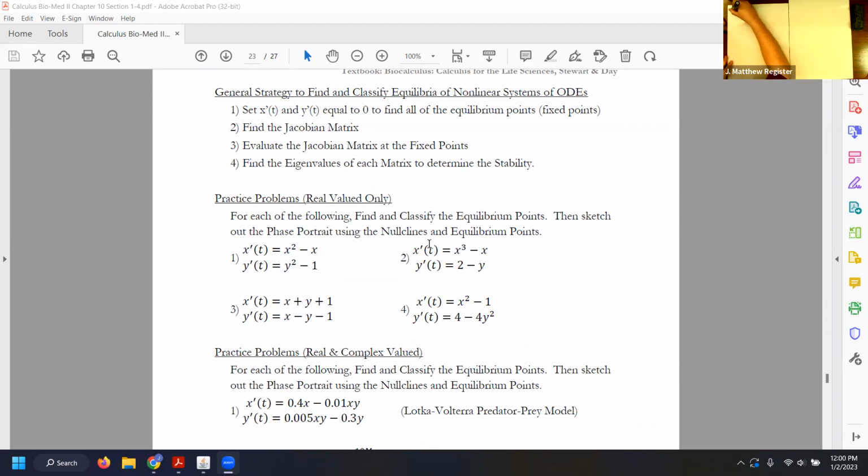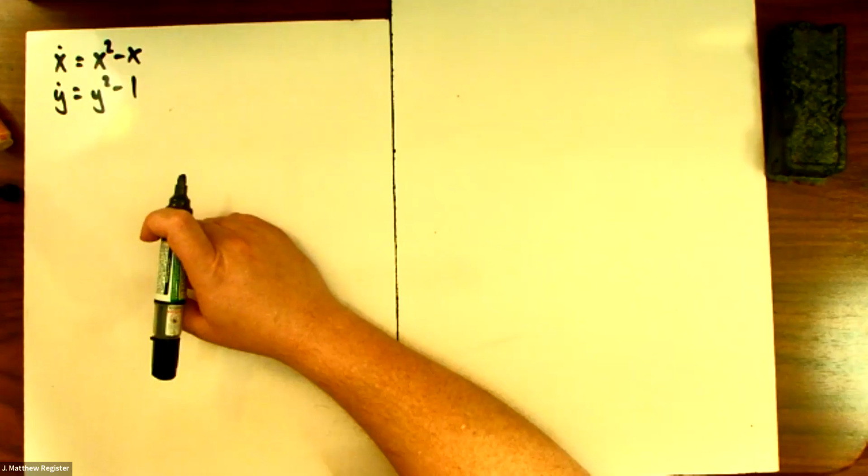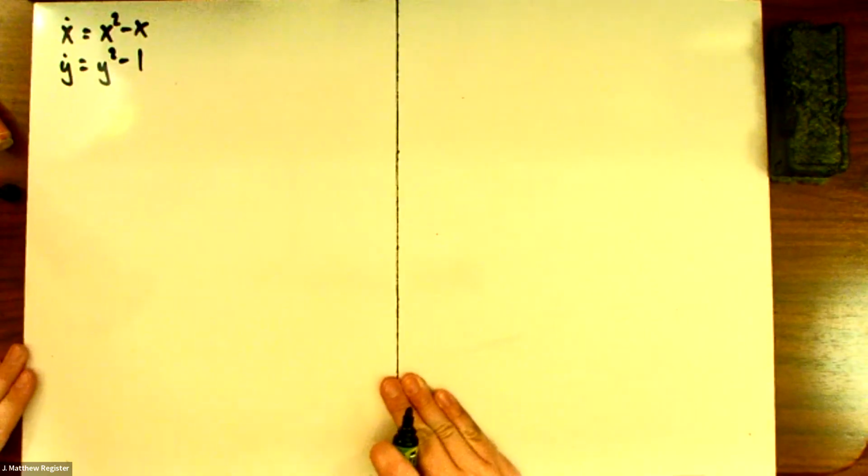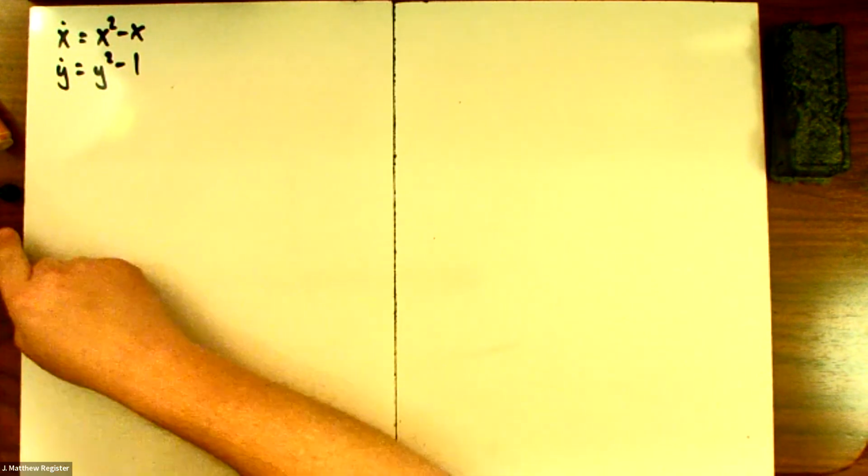And so x dot equals x squared minus x, and y dot equals y squared minus 1. Let's see if we can find the equilibrium values, classify the equilibrium values, and then we're going to see if we can graph the phase portrait. And so x squared minus x and y squared minus 1. To begin with, let's see if we can find the equilibrium values.